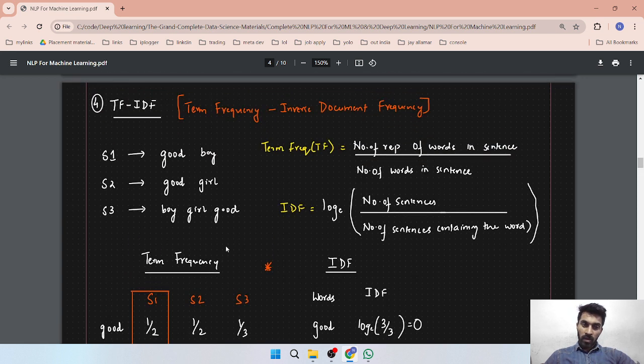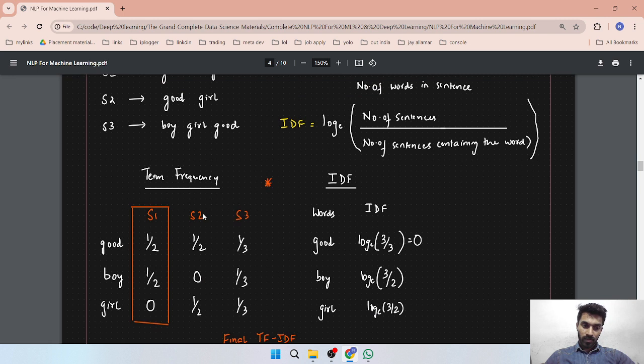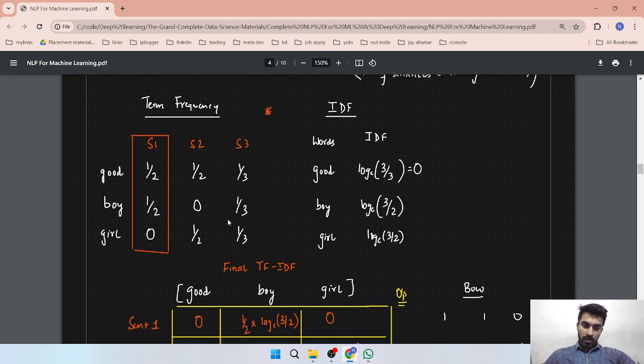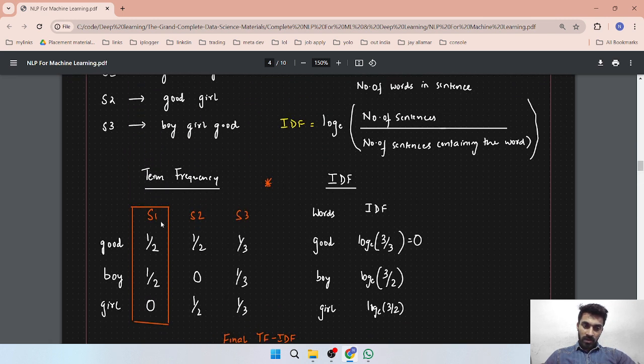So for term frequency, you have to calculate for every word and every sentence, but inverse document frequency you have to calculate only for that word. And then we have to multiply them. So suppose you have sentences S1, S2, S3, and for S1, what is the term frequency of "good"? It is 1 by 2. We already know that in sentence 1, "good" is present 1 time and the length is 2, and "boy" is also the same, and "girl" is present 0 times, so 0 divided by 2 basically.